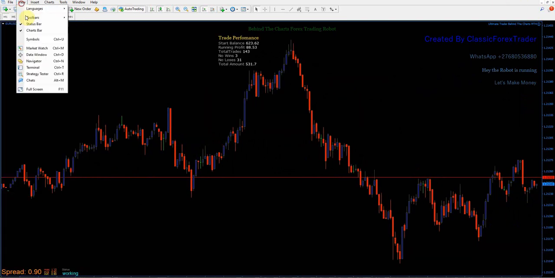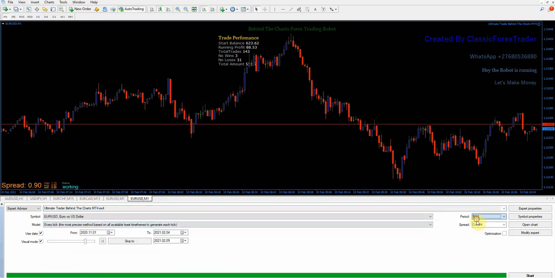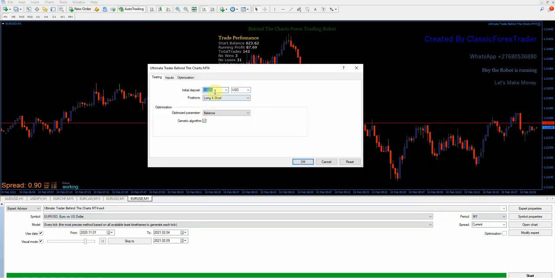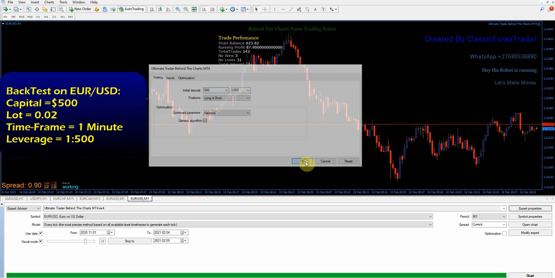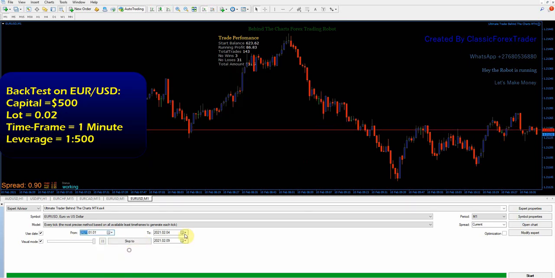Okay, let's now test the inbuilt strategy of this Forex talking robot on all the major currency markets. I will do a backtest on euro-dollar currency from the beginning this year using $500 capital, and you will see the approximate returns and possible drawdowns.